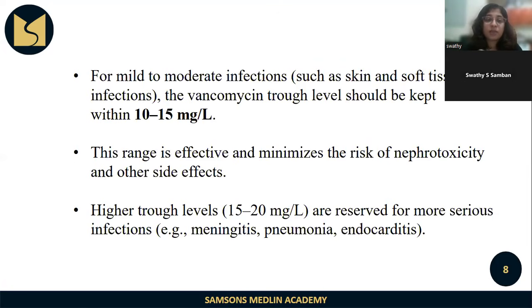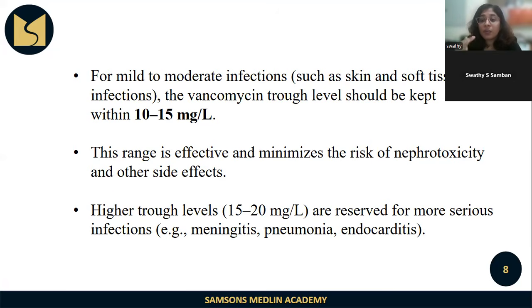Let's see the explanation. For mild to moderate infections such as skin and soft tissue infection, the vancomycin trough level should be kept within 10 to 15 mg per liter. So we know that this range is effective and it also minimizes the risk for any nephrotoxicity or any other side effects from happening. So we need to understand higher trough levels, that is 15 to 20, are actually reserved for infections such as meningitis or pneumonia or endocarditis.